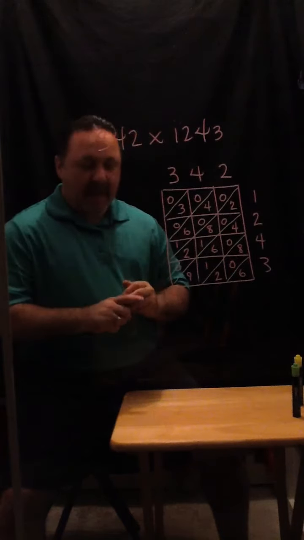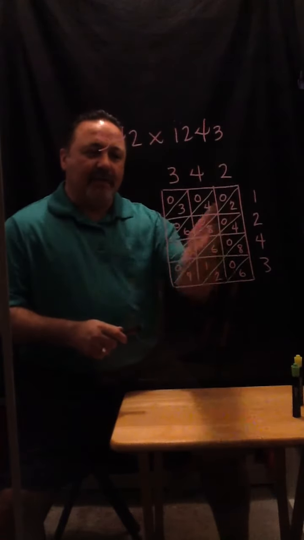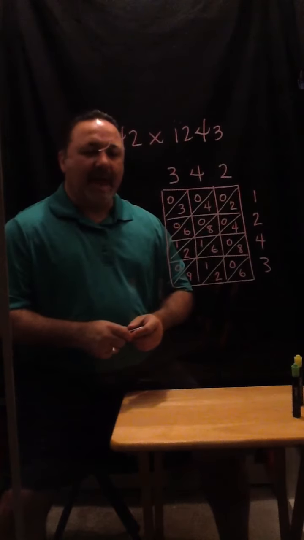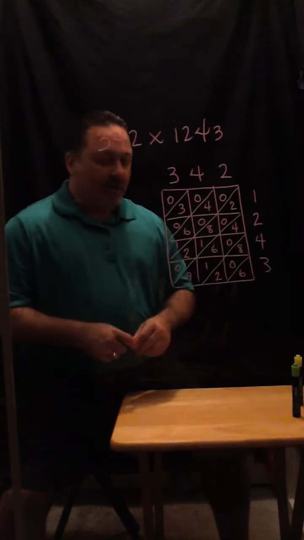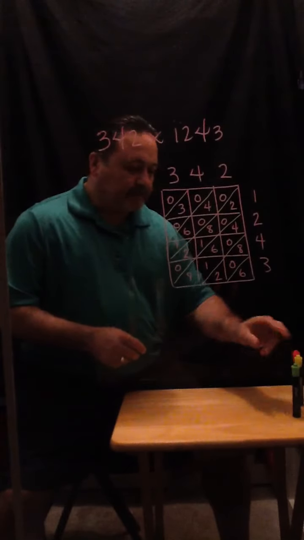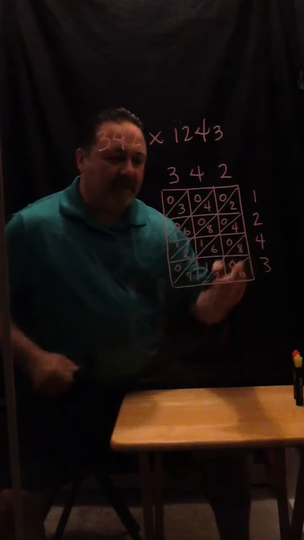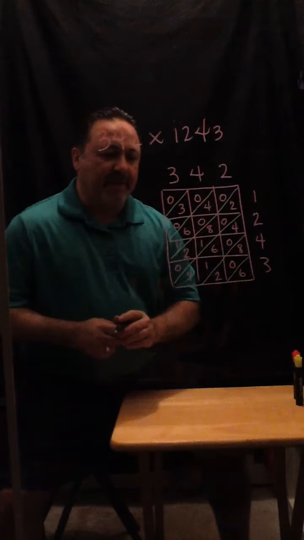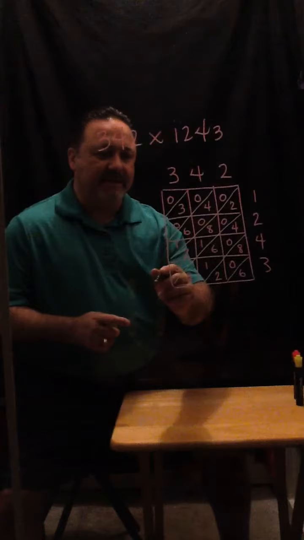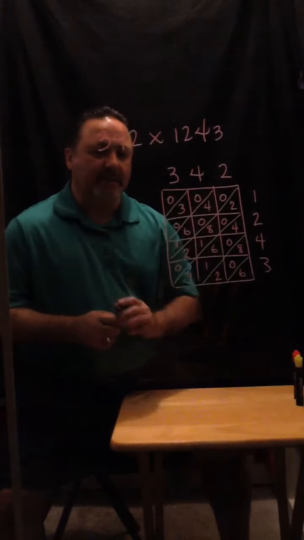Now, here's where those diagonals come into play. Now I need to add all these numbers up diagonally. So I'm going to look at this first number here. I'm going to do this diagonal, I'm going to do this diagonal next, this diagonal, then this diagonal, this one, and this one last.